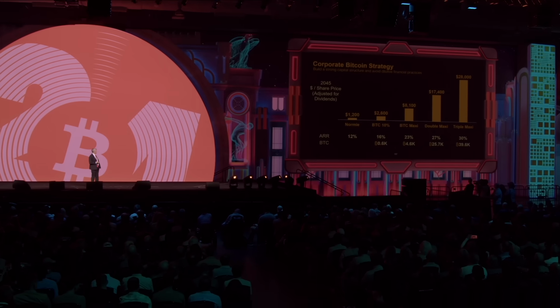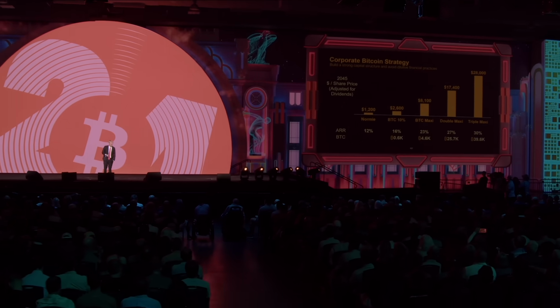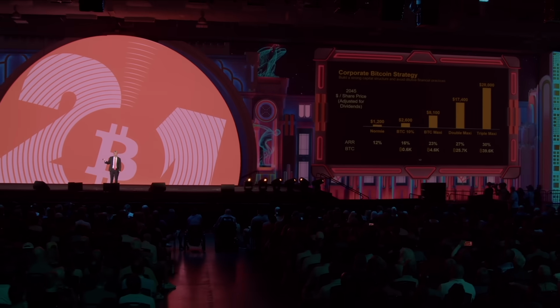Well, the normie's going to be okay. You'll have a $1,200 stock price, but just 10% allocation doubles it. The Maxi is going to nearly 8x it. The double Maxi, $17,000 stock. The triple Maxi is $28,000. What kind of company do you want to run?